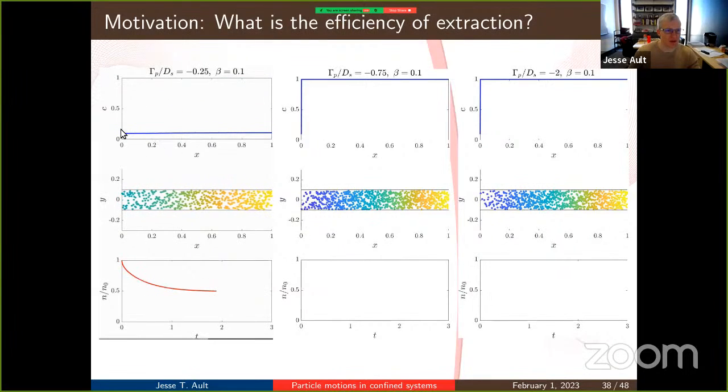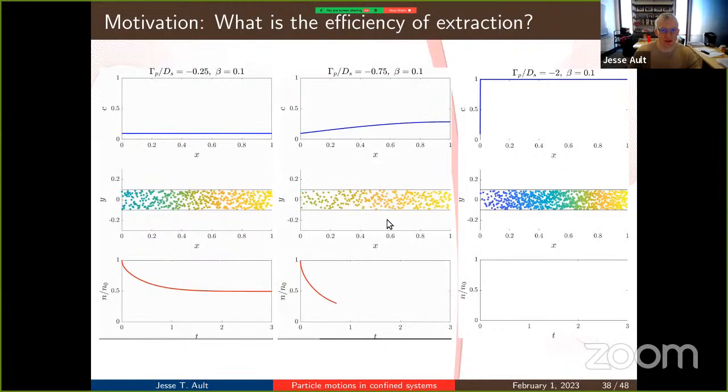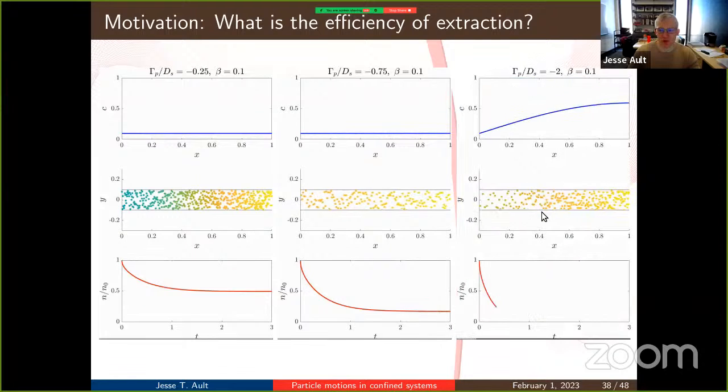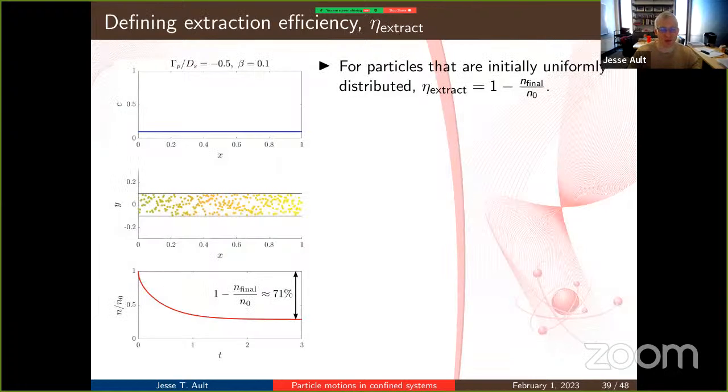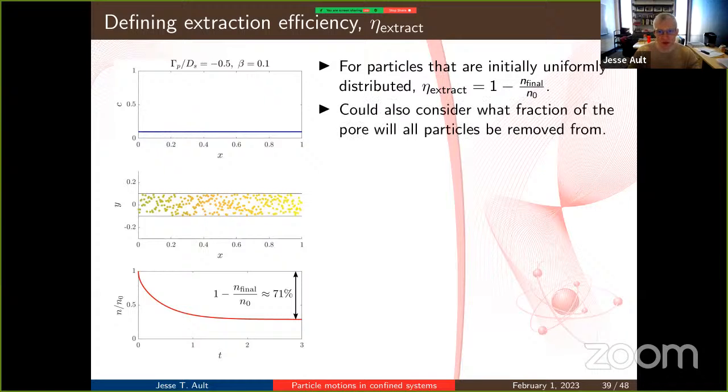You can see the salt decreases, the boundary condition is 0.1, the initial condition is 1. So it decreases to 0.1, and roughly half of the particles are pulled out. When you increase mobility, you're able to pull out a lot more particles. And you increase it even more, you can pull out nearly all the particles. So obviously there's a very simple metric for defining efficiency, which is just thinking about how many of the particles were extracted from the channel, if they're initially randomly distributed or uniformly distributed.